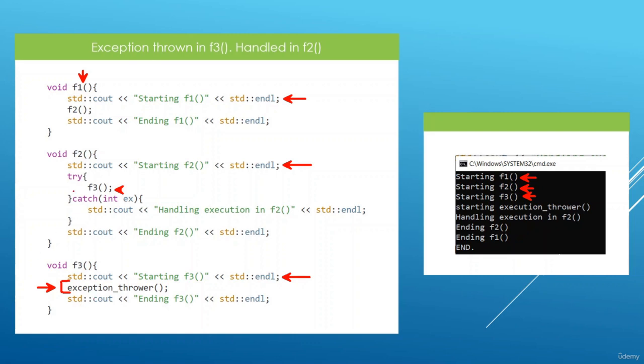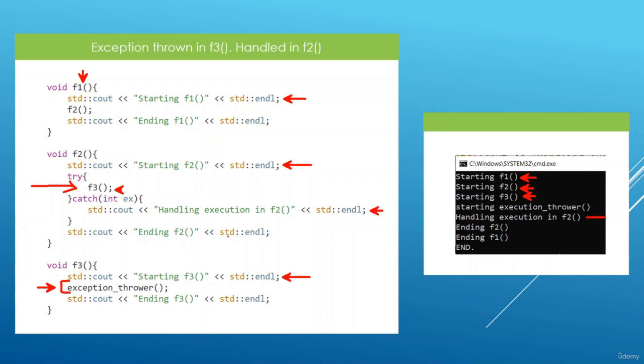This is going to go back at this level, and we are going to see if we have a catch block that can handle our exception. We will be lucky to find a catch block here. It is going to handle our exception, and we are going to say that we are handling the exception in F2. That's what we see here.